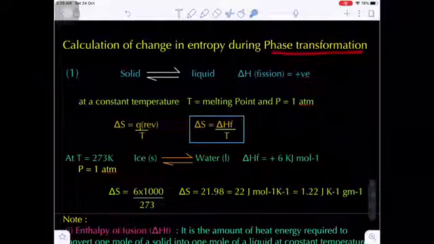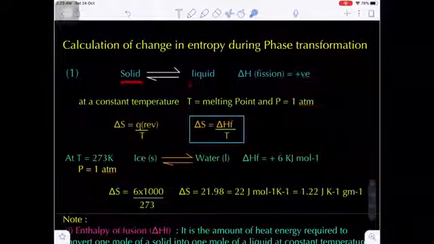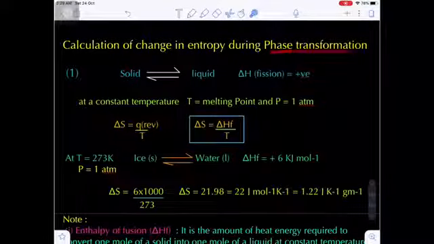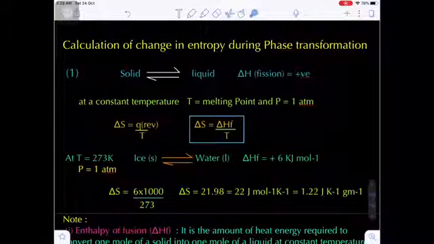What is the meaning of a phase transformation? That means when a solid is converted into a liquid, or a liquid is converted into a gas, or vice versa. It is a phase transformation. Now definitely during the phase transformation entropy changes.